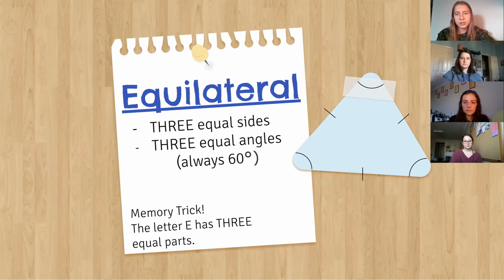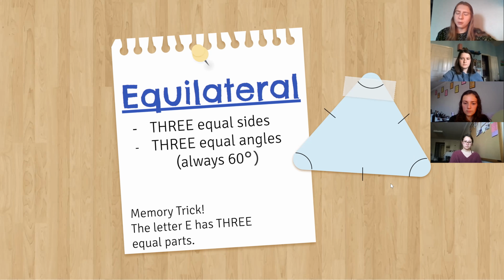The first triangle is called the equilateral triangle. Notice here it has the word equal in it, spelled a little differently, but that'll help us remember what this triangle identifies as. The equilateral triangle has 3 equal sides and 3 equal angles. You can tell here because there's 3 dash marks representing all 3 sides equal, and there's 3 half circles that represent all the angles equaling each other.